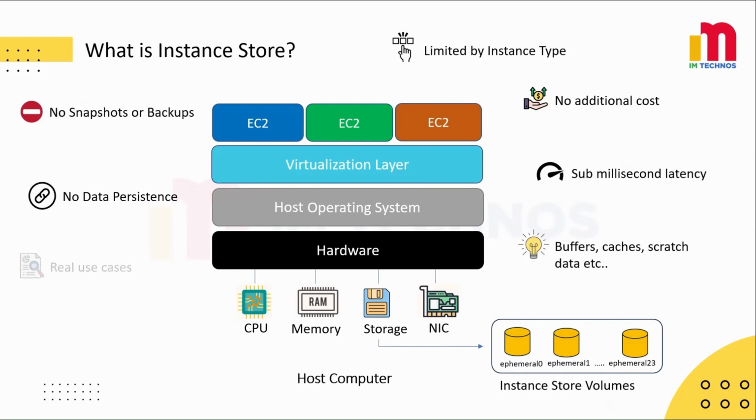In real time, instance store volumes are great for web servers caching large files temporarily, video rendering apps needing high-speed local storage, and big data processing for temporary storage in Hadoop or Spark tasks. However, please remember, if the data is critical, don't use instance store. Now I'll show you a hands-on demo on how to launch an EC2 instance with an instance store volume and use it for temporary storage.